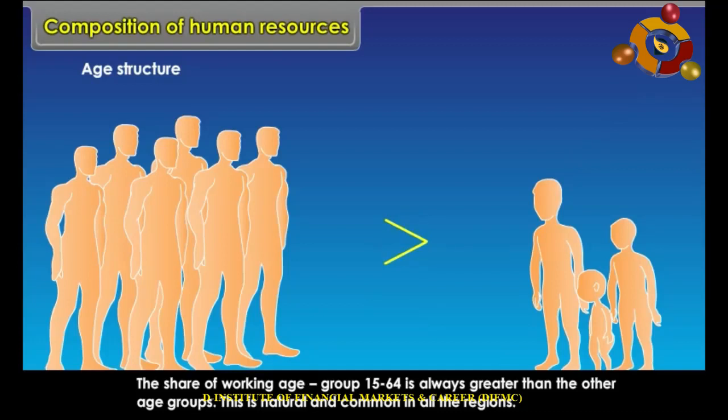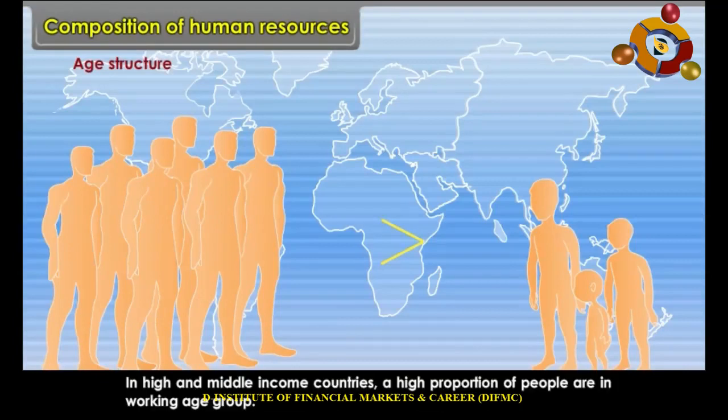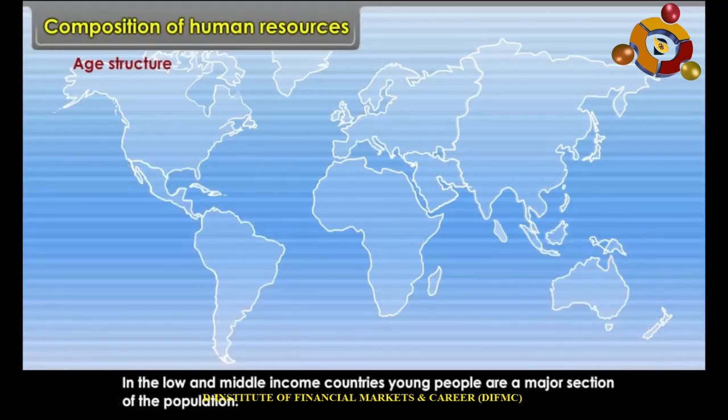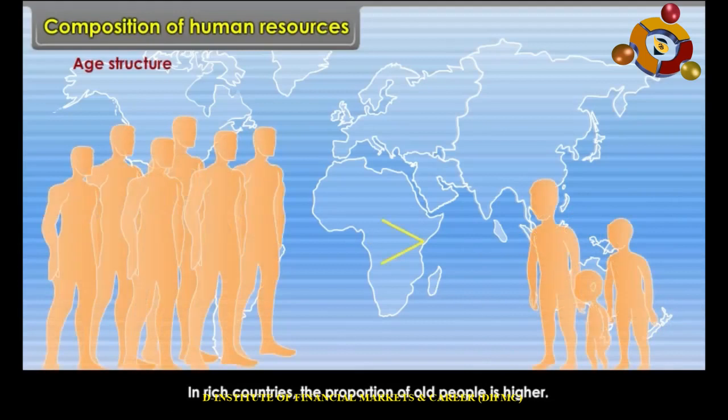In high and middle income countries, a high proportion of people are in working age group. In the low and middle income countries, young people are a major section of the population. In rich countries, the proportion of old people is higher.